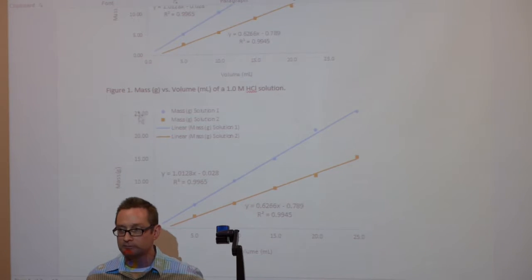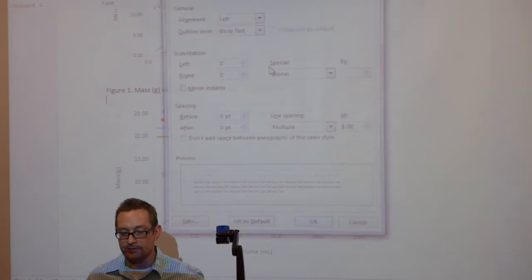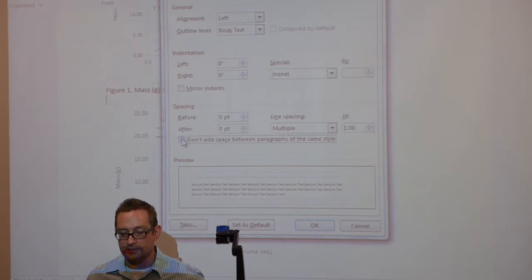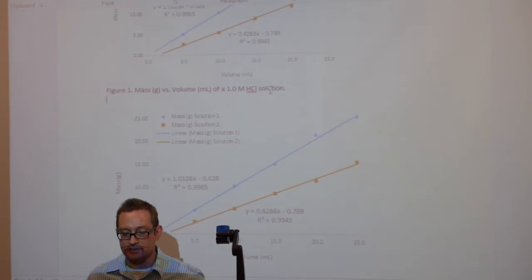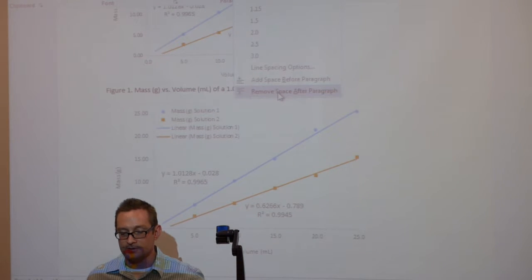Get rid of what now? Oh yeah, so let's just say you want to get rid of the space. Wherever you're at, you go to this little arrow here, and it says add space or line spacing options. Don't add space between paragraphs. But there's also this option here, add space. The default setting for Word is add space, so you'll have to remove this. Click on remove, and it'll get rid of those spaces.